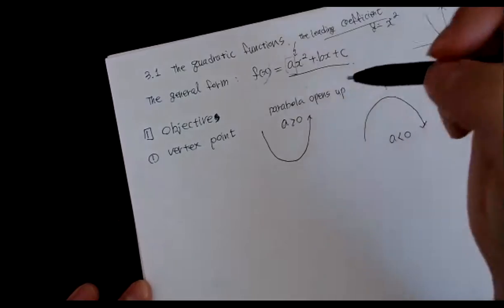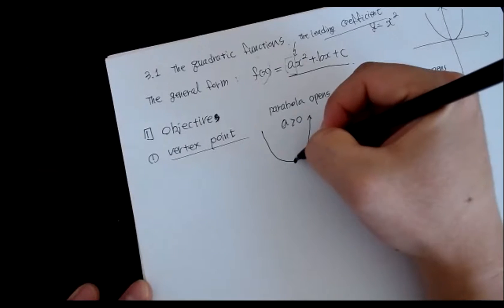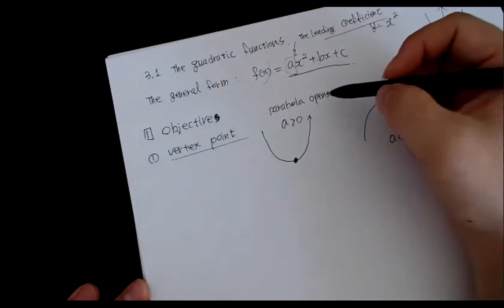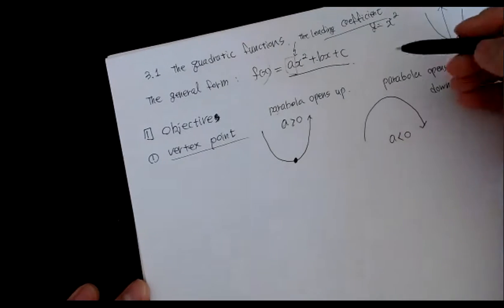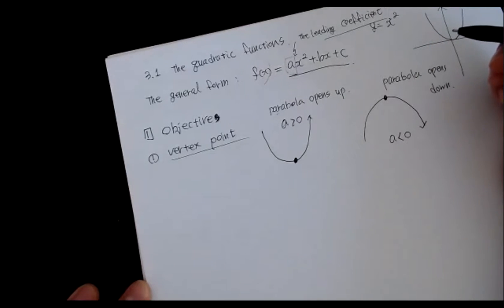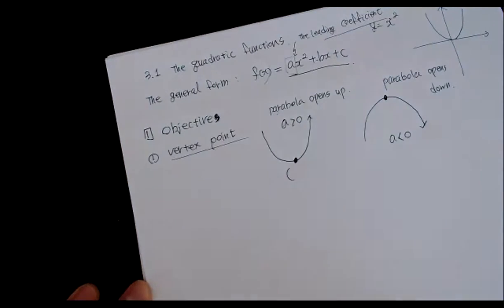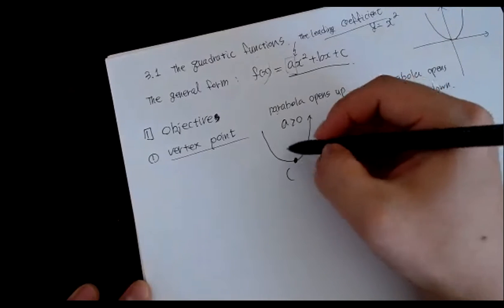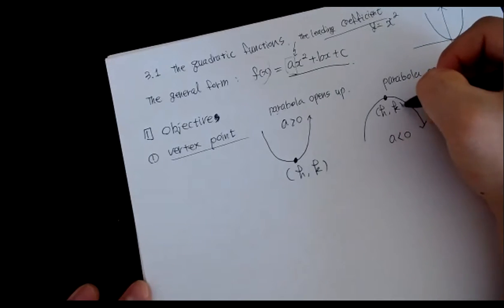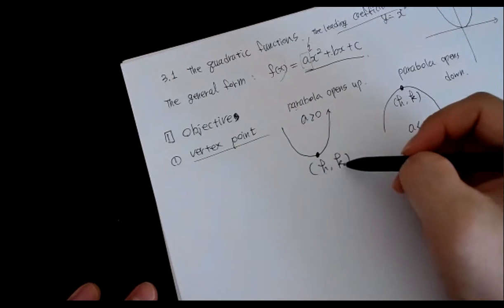Okay, so what's the vertex point? Back to the first sub-objective. The vertex point is the lowest point in the parabola in the case that the parabola opens up, and in the case that the parabola opens down, the highest point is the vertex point. We set the ordered pair of that point as h comma k. So the vertex point is h comma k, where h is the x coordinate and k is the y coordinate, right?